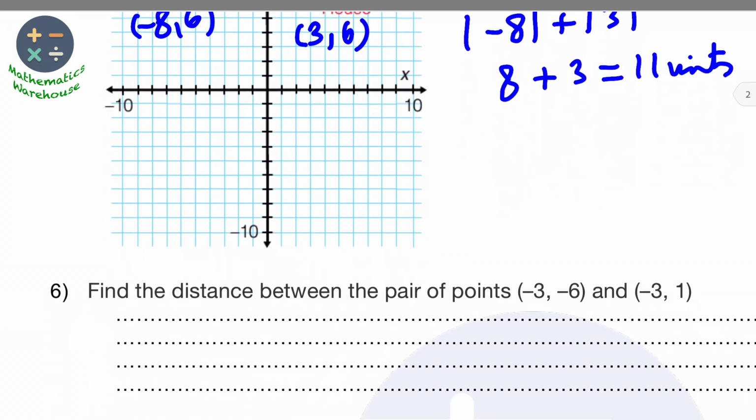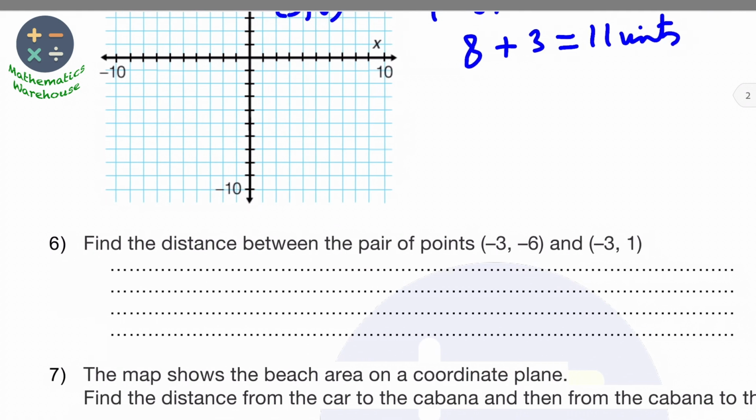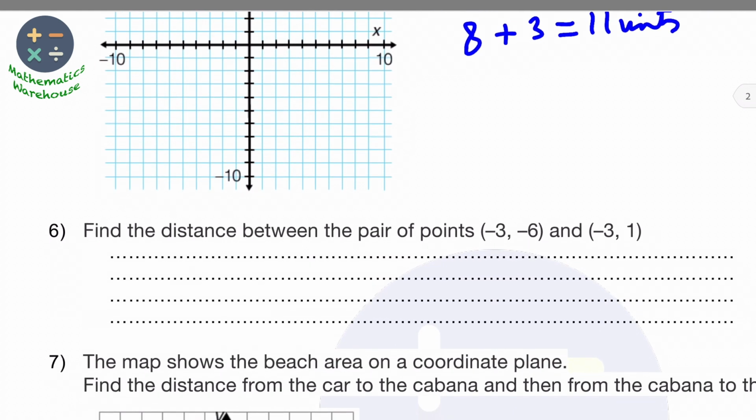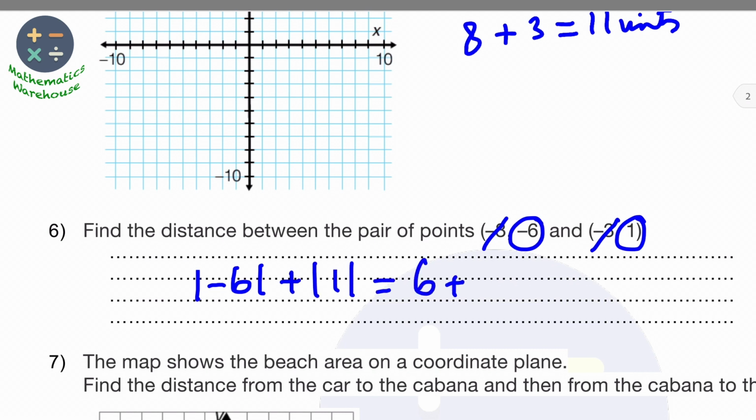Next question. Find the distance between the pair of points (-3, -6) and (-3, 1). Here the change is in the y coordinate. So we're gonna work on -6 and 1, which have different signs. So we're gonna add their absolute values. So the distance equals the absolute value of -6 plus the absolute value of 1, which is 6 plus 1 equals 7 units.